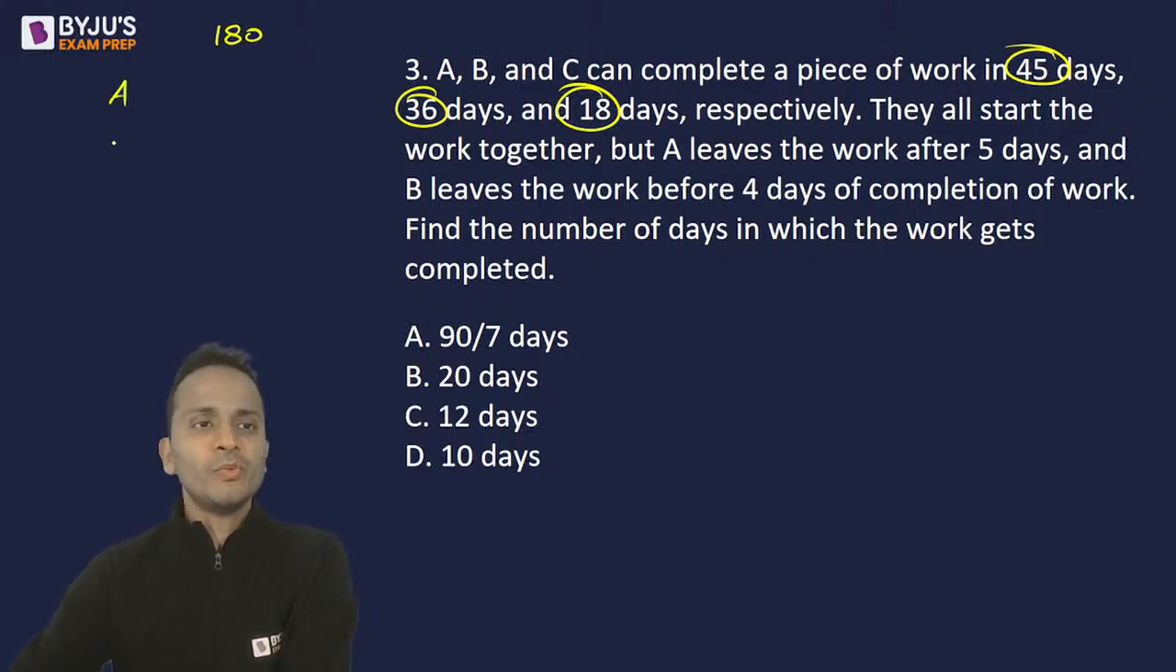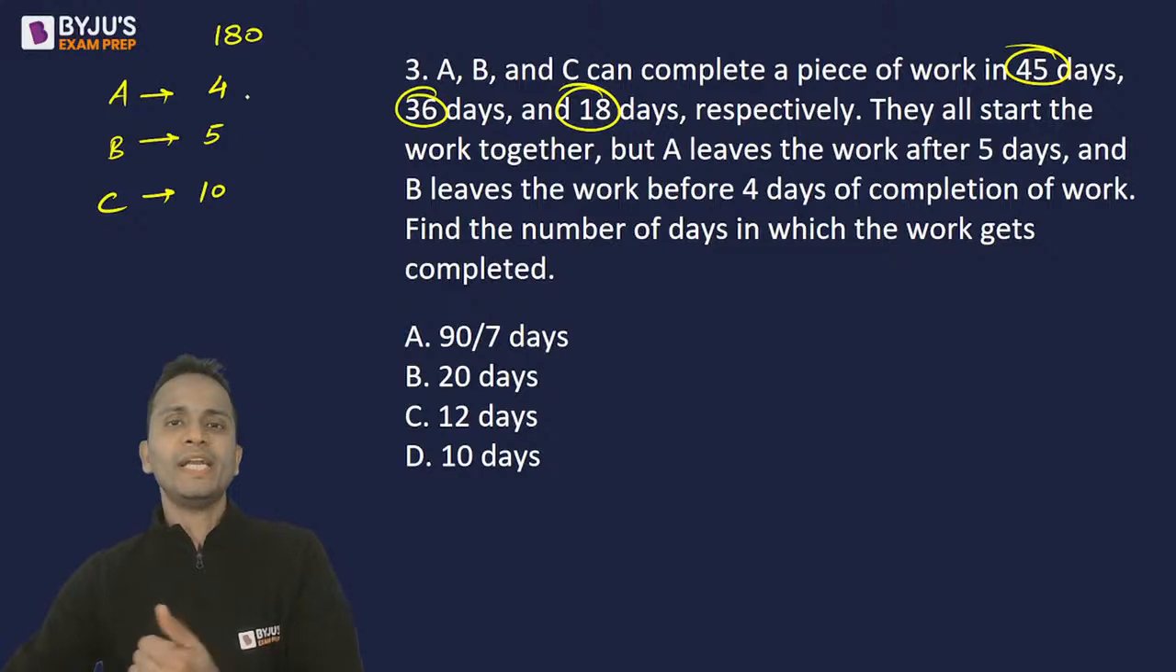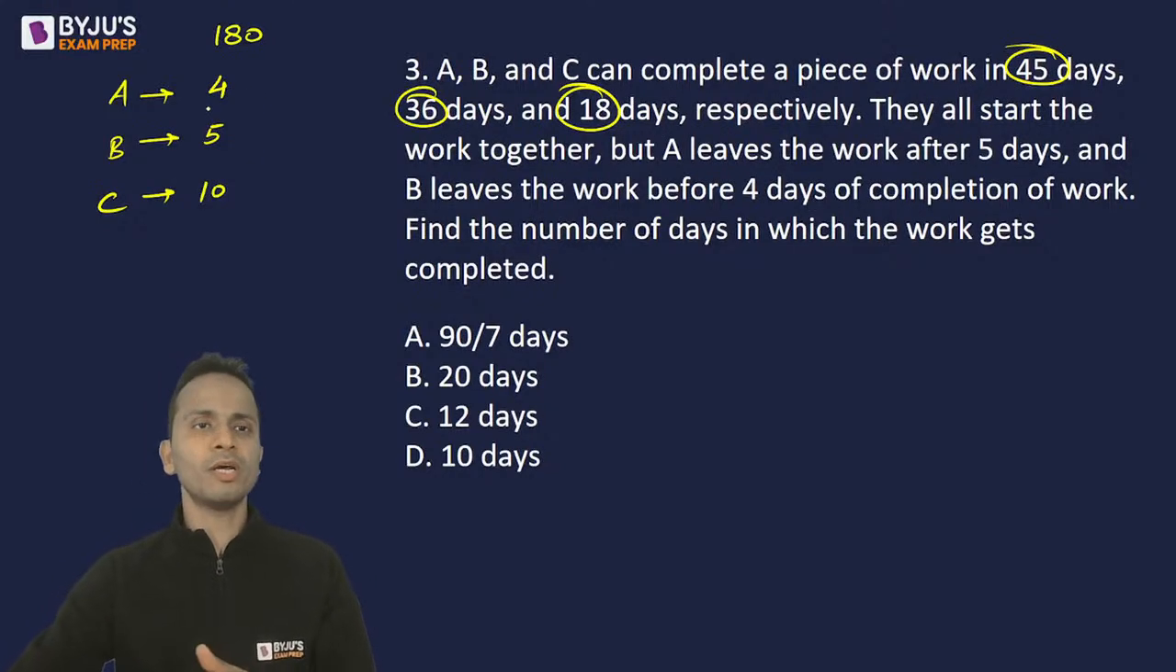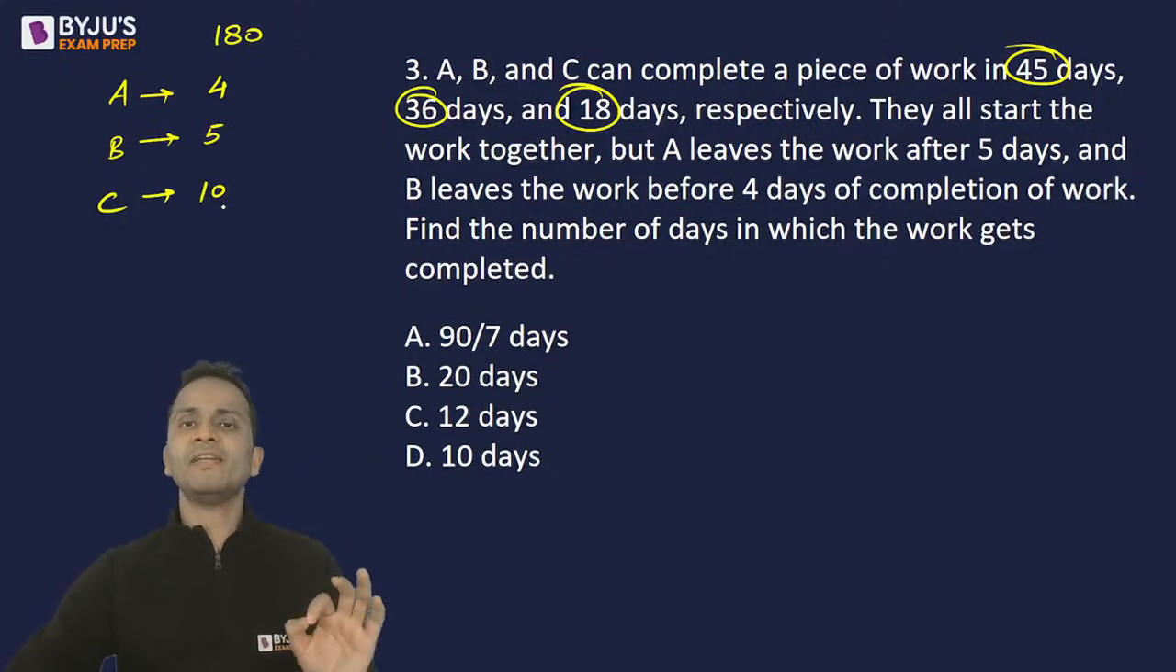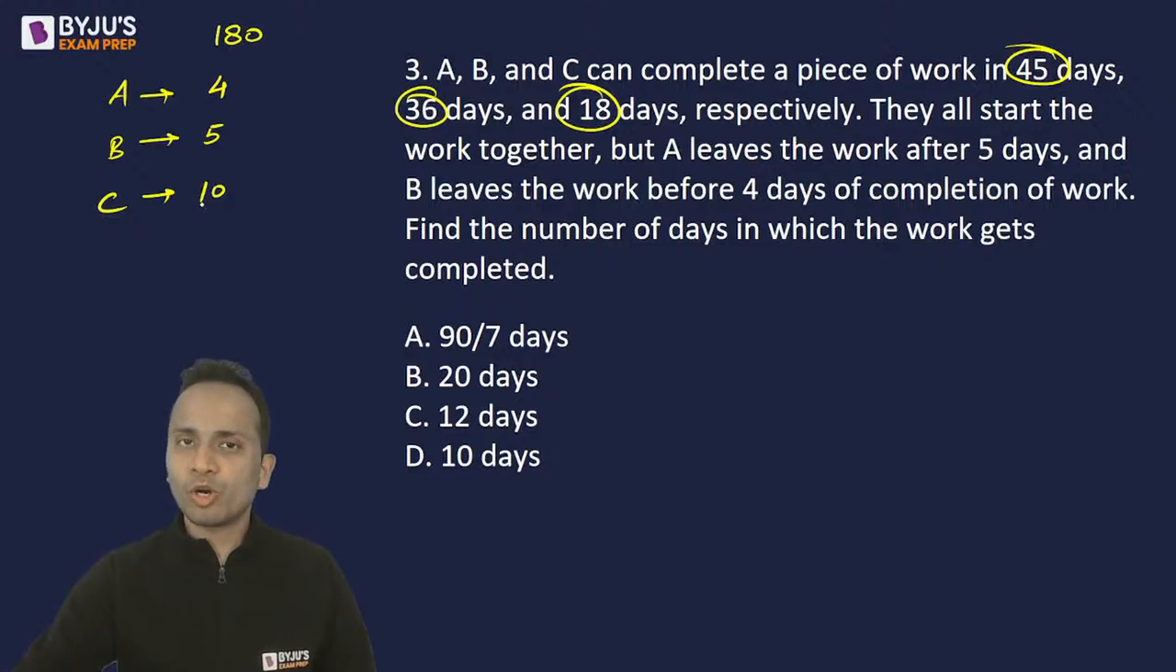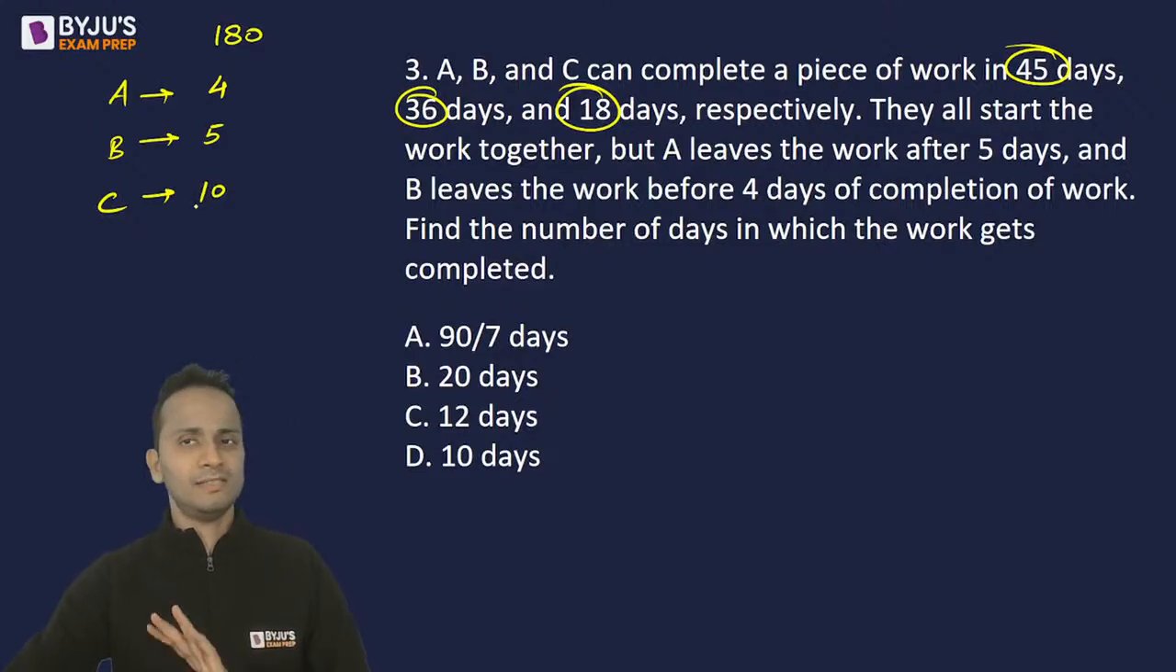So A's one day work, B's one day work and C's one day work can be calculated. So 180 upon 45 is 4, 180 upon 36 is 5 and 180 upon 18 is 10. So 4, 5 and 10 respectively are the one day work of A, B and C. Done? Now they all started the work together.